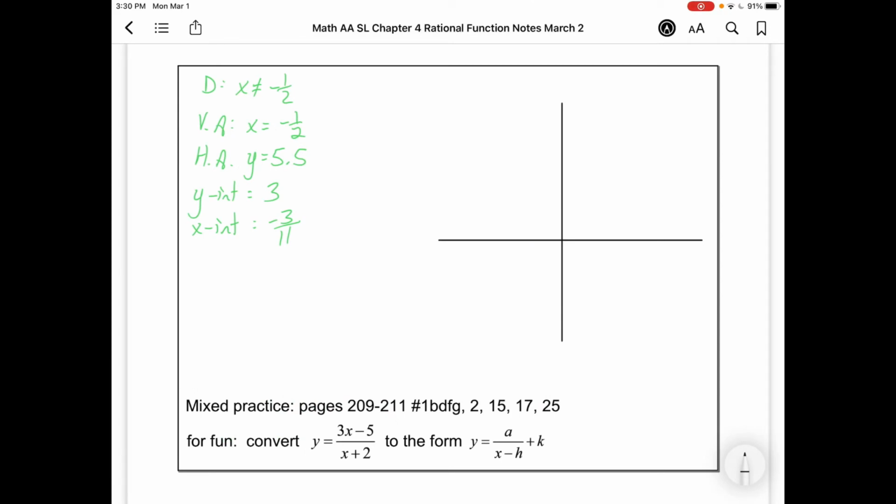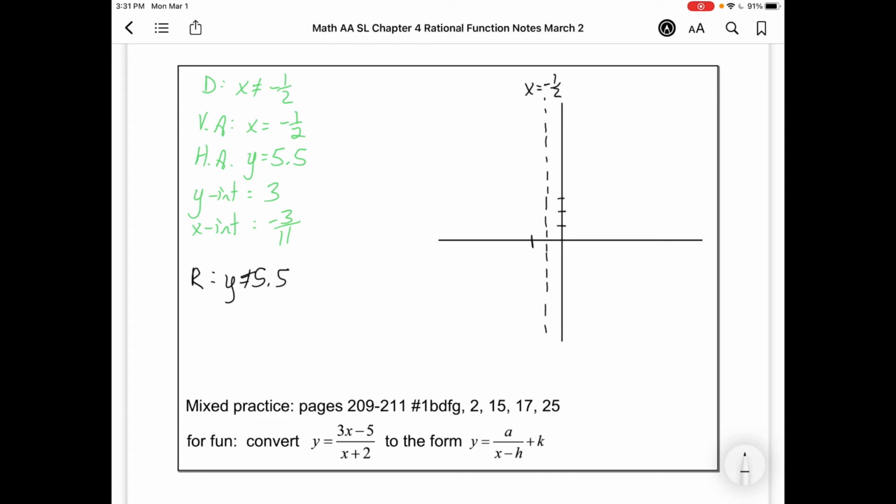Okay, there's all our information. If you really wanted to put the range in here as well, you could say that the range is y not equal to 5.5. We'll see why when we plot it in just a second. Let's just put all this stuff in here. So here's -1. That means this asymptote would be back here of x equals -1/2. Okay, I have a horizontal asymptote at 5.5.